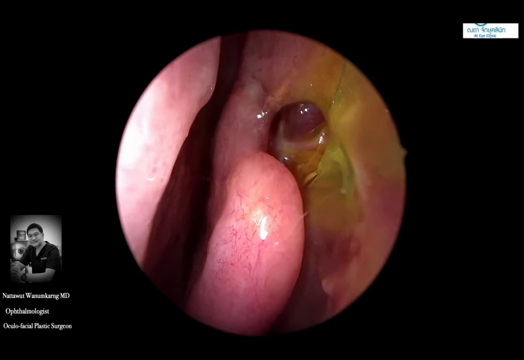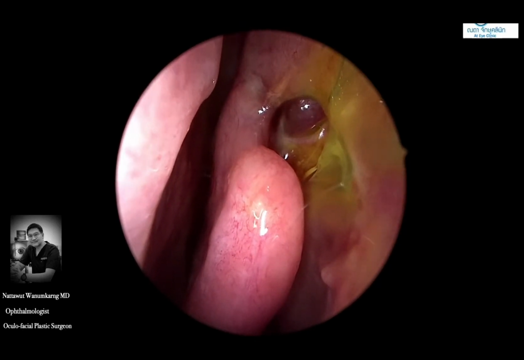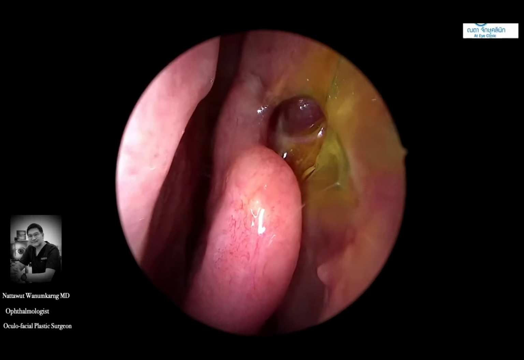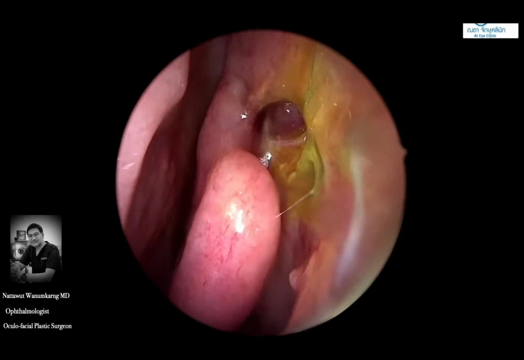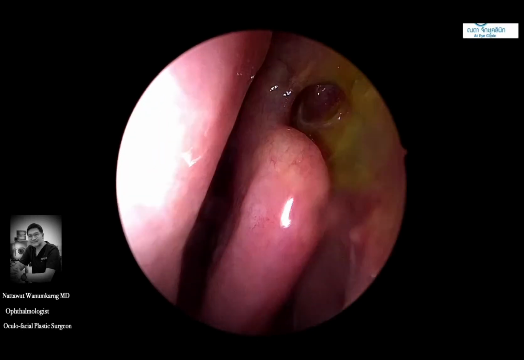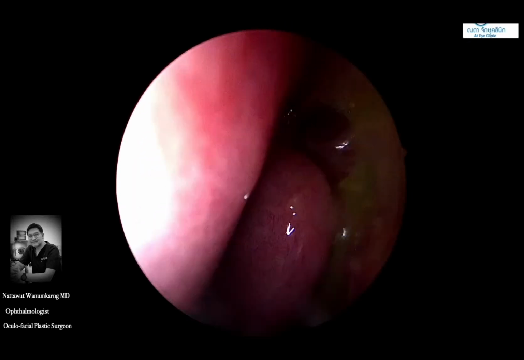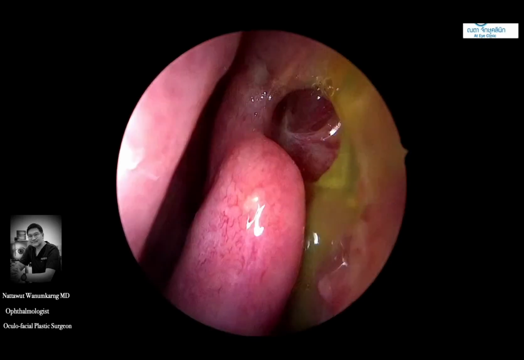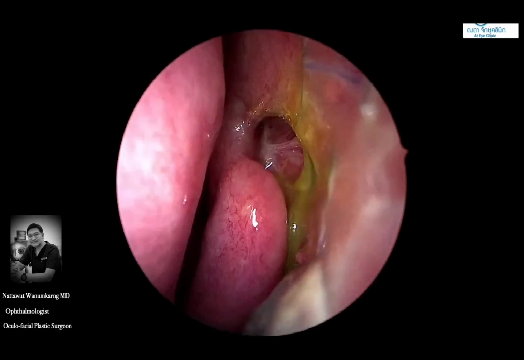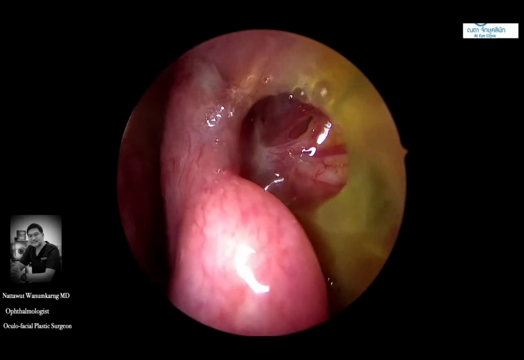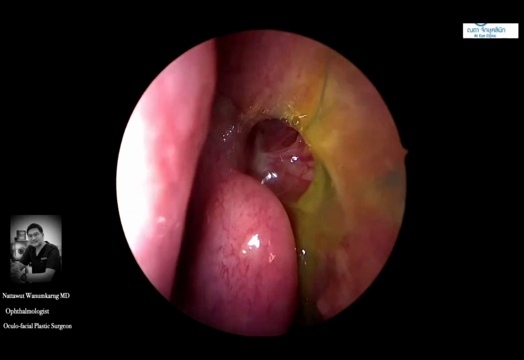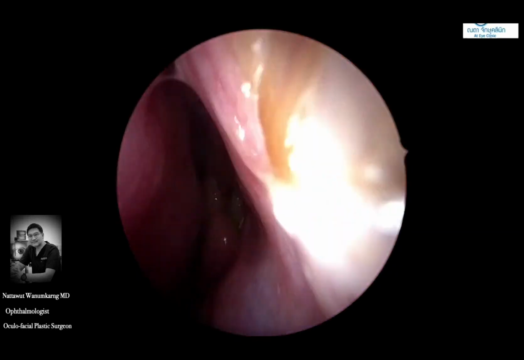In this case, you can see the opening. And in the next few seconds, I will show you how to put the syringe into the lower tear duct and see the tip of the needle coming out. You can see that the water flows easily.